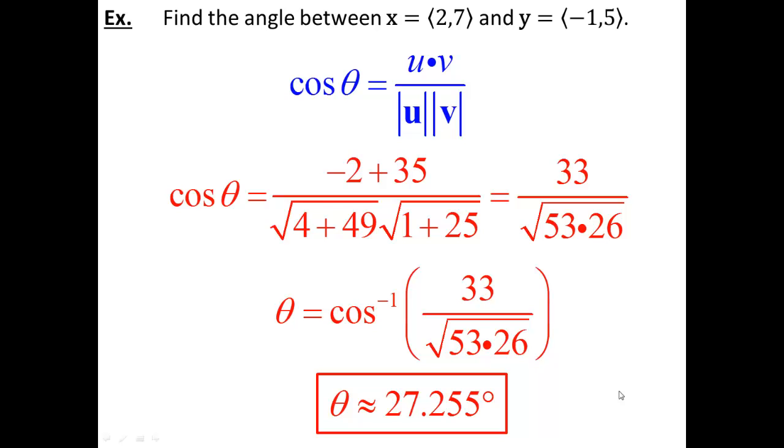2, 7 is in the first quadrant, negative 1, 5 is in the second quadrant. I would make a 180 degree adjustment on the y vector, and then I would just subtract the angle for x from the angle for y, because the angle for y is definitely going to be larger than the angle for x. You should get the same answer. If you like that method, you can use it. This is the one I like because it's just one formula, one process, all packaged together.